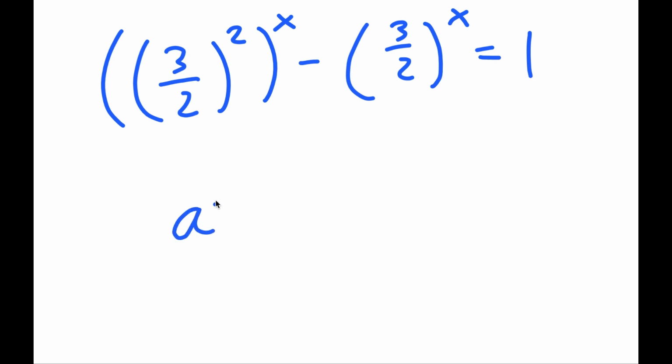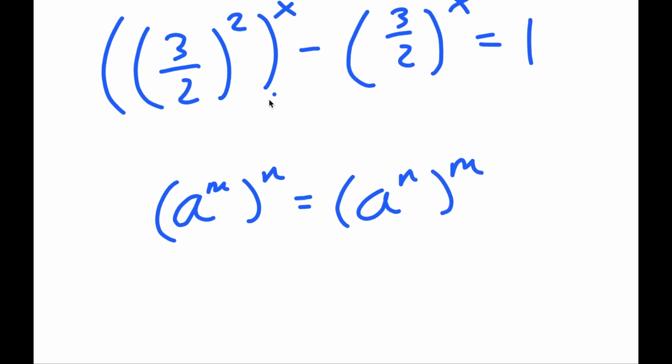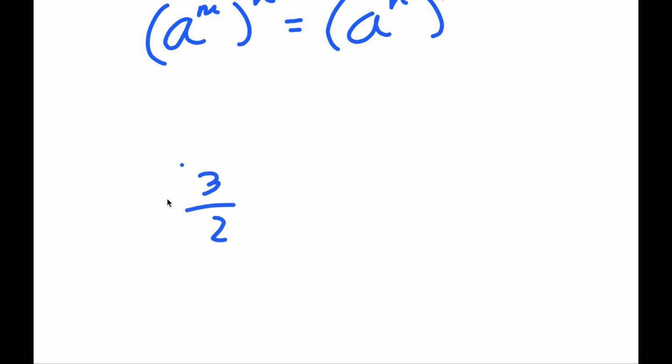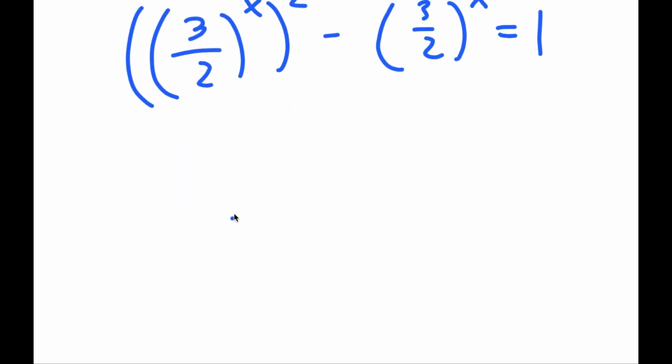Now, if I have something in the form a to the power of m to the power of n, this is the same thing as a to the power of n to the power of m. So 3 over 2 to the power of 2 to the power of x turns into 3 over 2 to the power of x to the power of 2. And I have this minus 3 over 2 to the power of x is equal to 1. From here, I'm going to let 3 over 2 to the power of x equal to the variable t.